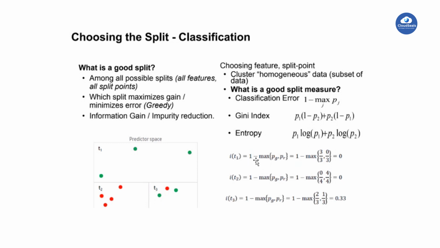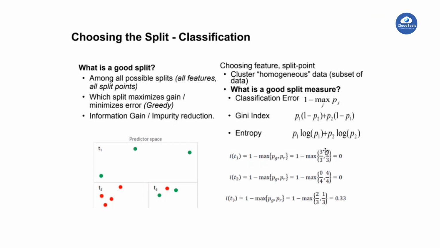For example, let's say 1 minus max p is 0. Let's take T1. Here, all are green. This is the green class. All are green. That means total possible outcomes are 3, and how many are correctly predicted as green? 3. So the max probability is 3 by 3, which is 1, and the other is 0 by 3, which is 0.